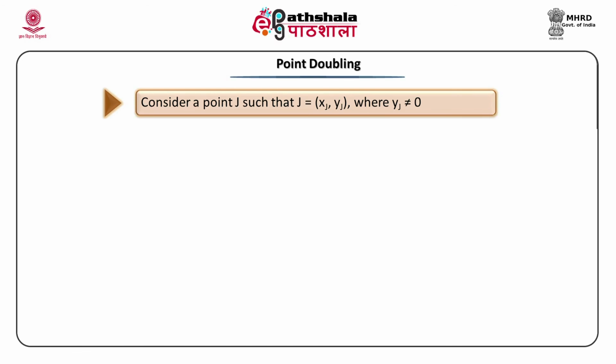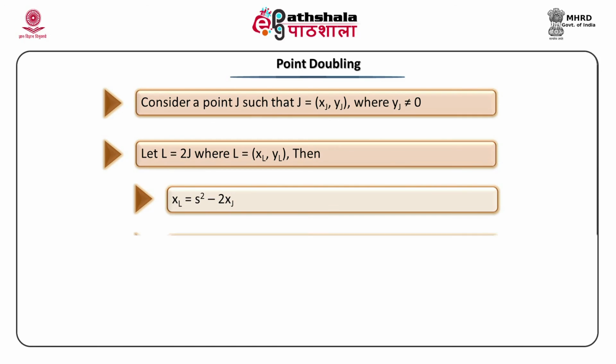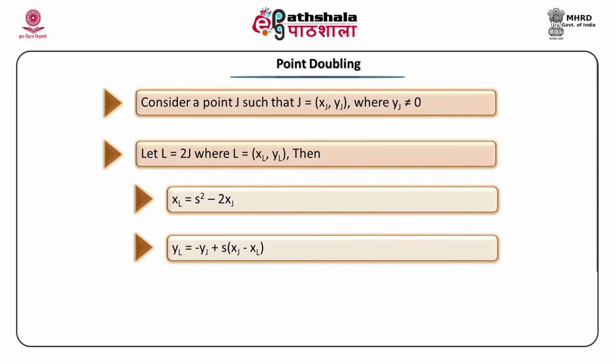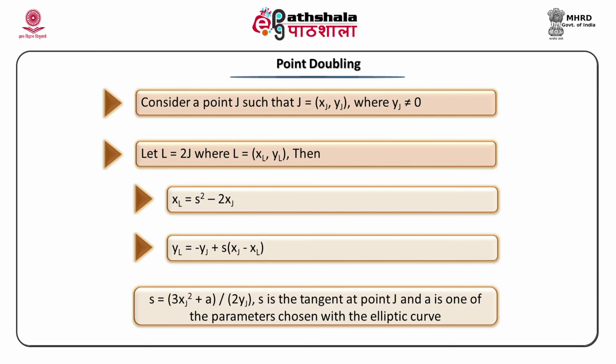If we want to do L equal to 2j, L is denoted by xL and yL. xL is equal to s square minus 2xj, yL is equal to minus yj plus s into xj minus xL. Slope is found out by 3xj square plus a upon 2yj. S is the tangent at point j, and a is one of the parameters chosen with the elliptical curve.